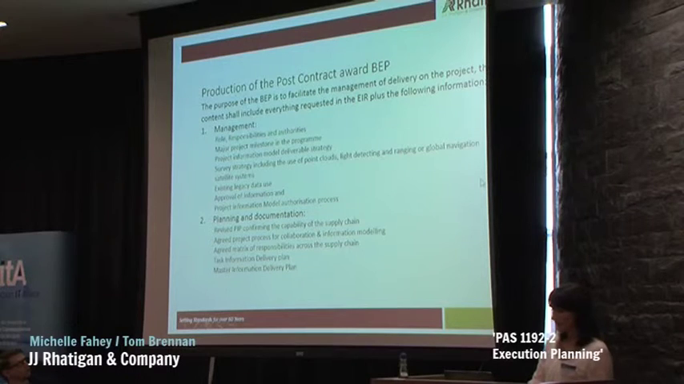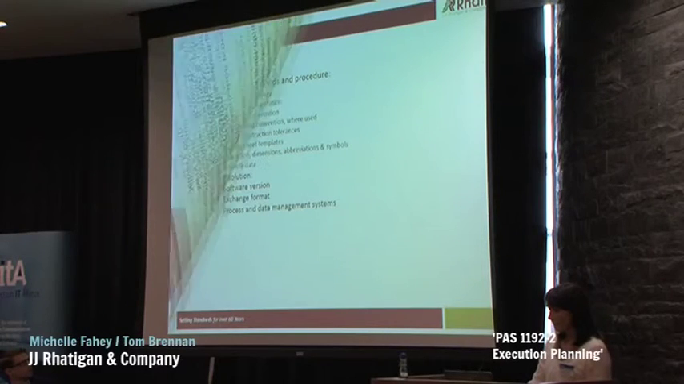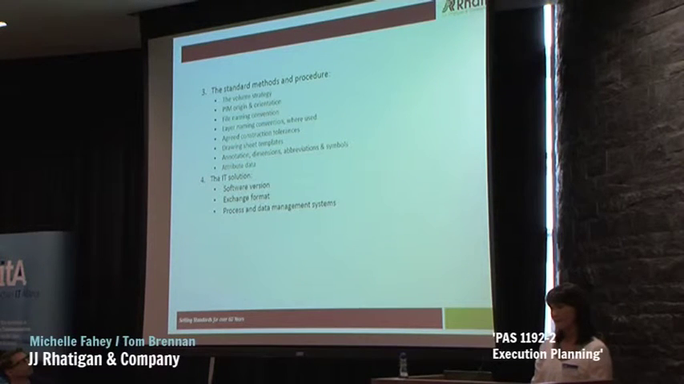The planning and documentation: the revised BIP confirming the capabilities of the supply chain, the agreed project process for collaboration and information modelling, the agreed matrix and responsibility across the supply chain, the task information delivery plan and the master information delivery plan. Then the standards, methods and procedures.